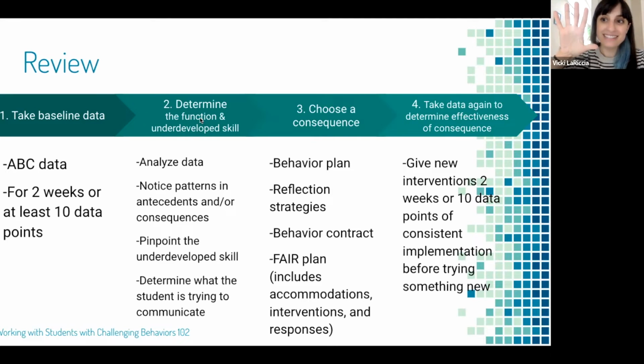So there's the 5 functions of behavior. There's escape from demand, attention seeking, access to something tangible, sensory, and physiological. So you analyze the antecedents and the consequences. You see if there's any patterns in antecedents and or consequences. Maybe you can pinpoint an underdeveloped skill and try to figure out, like, what is the student really trying to communicate to me? Because behavior is a form of communication. Then you would choose a consequence or maybe even an accommodation to support the student.